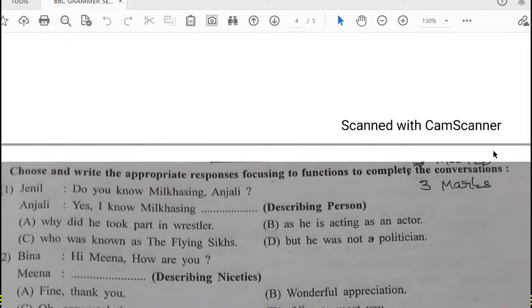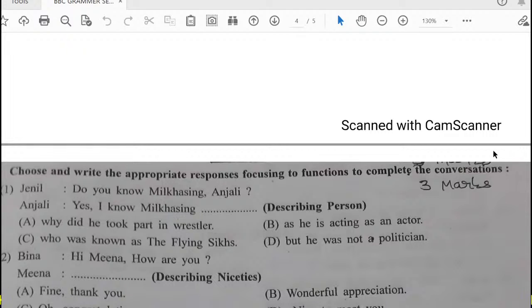Now in section C, we will have the second question after join A and B. Choose and write the appropriate responses focusing on functions to complete the conversation. The functions will be given in the bracket, what we will have to do, and then we will have four options. We will have to choose the right option for the suggestions.